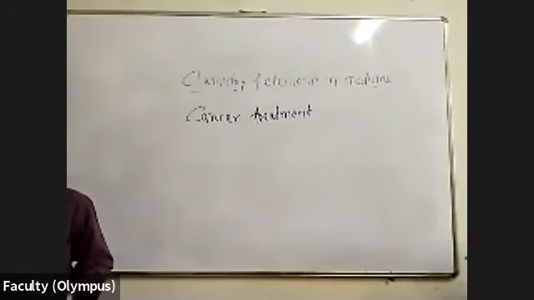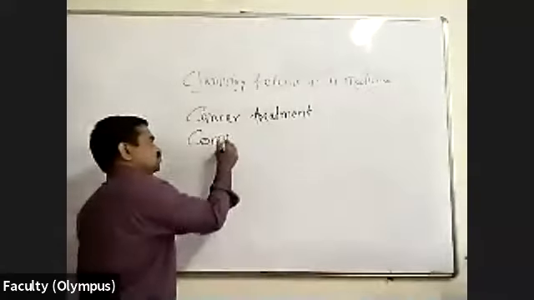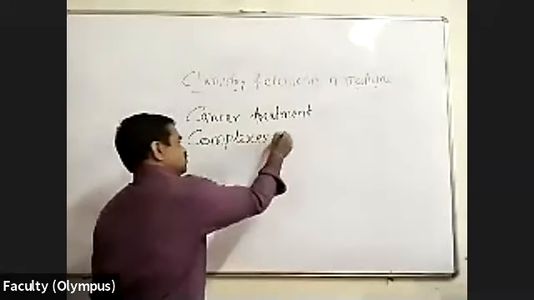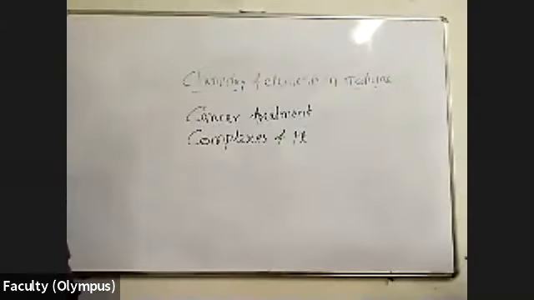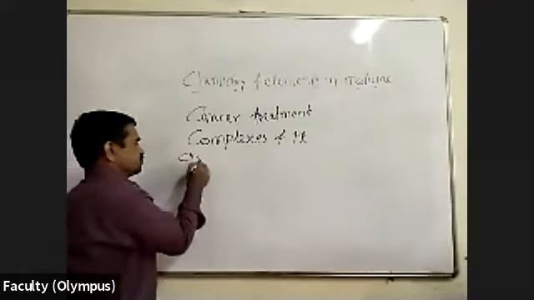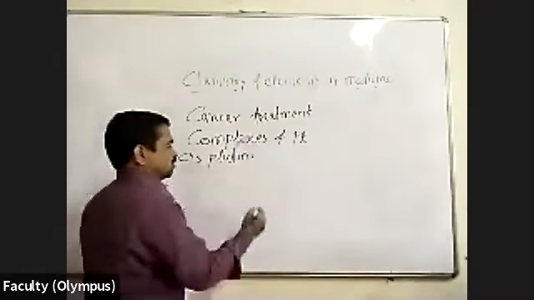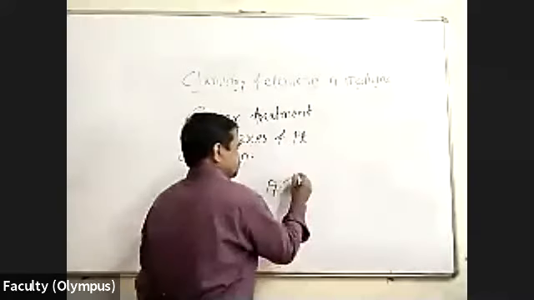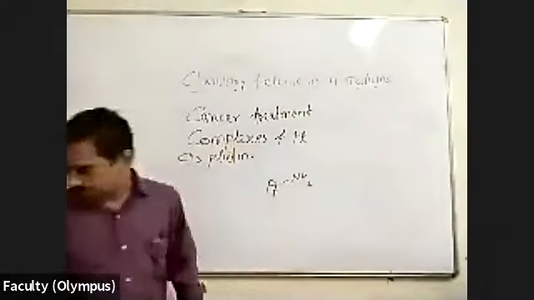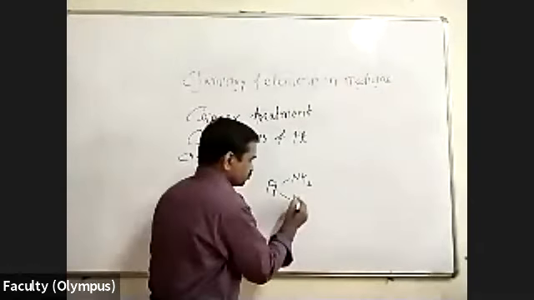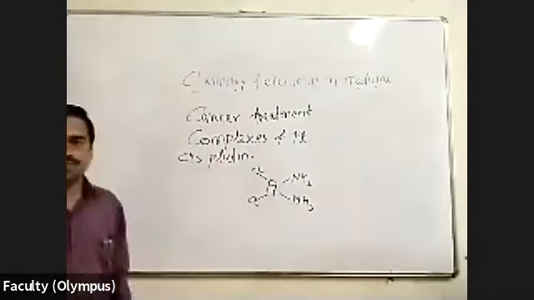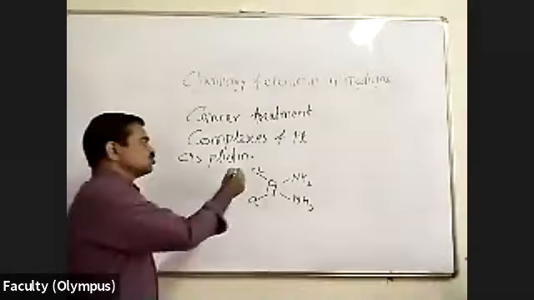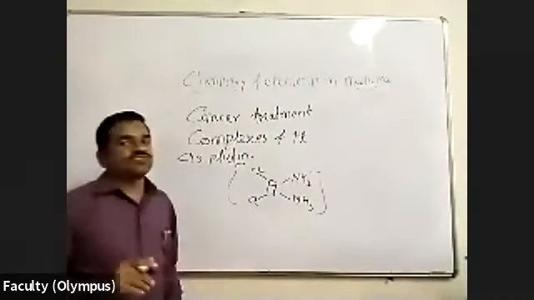Mostly we have to see the complexes of platinum. Complexes of platinum. Cisplatin first. Cisplatin. This is the complex of platinum. This complex is used to treat the cancerous cell.